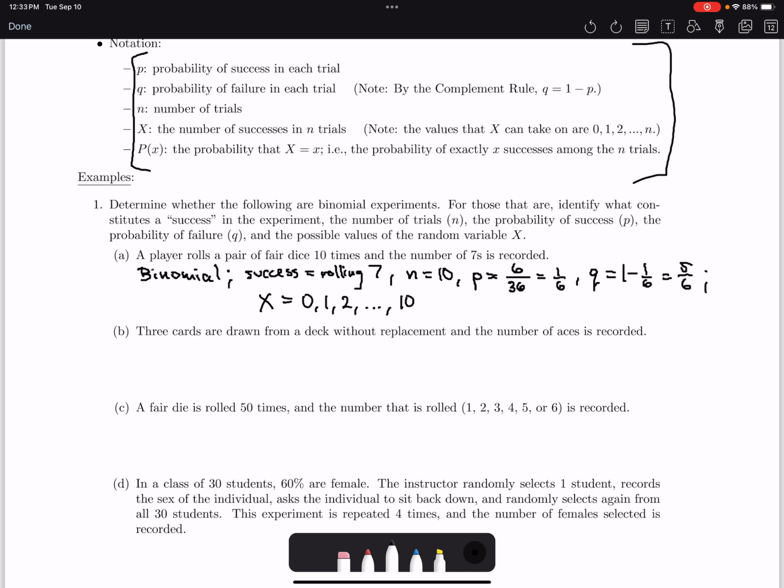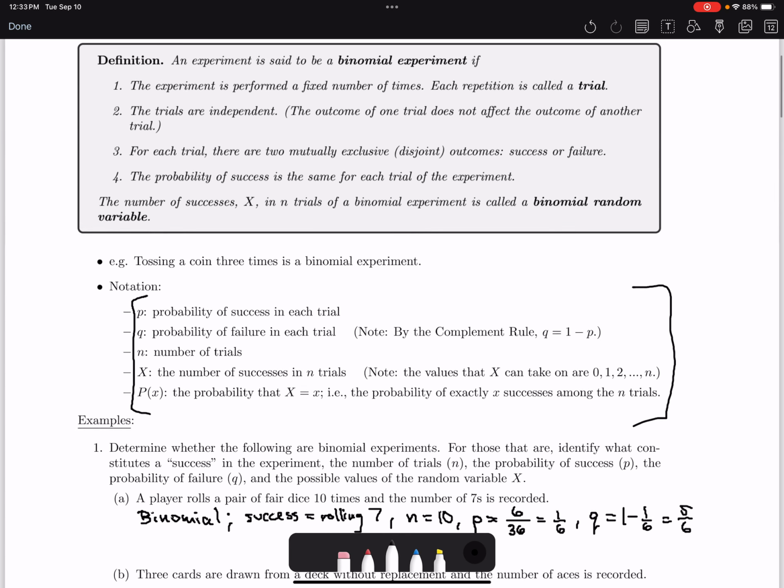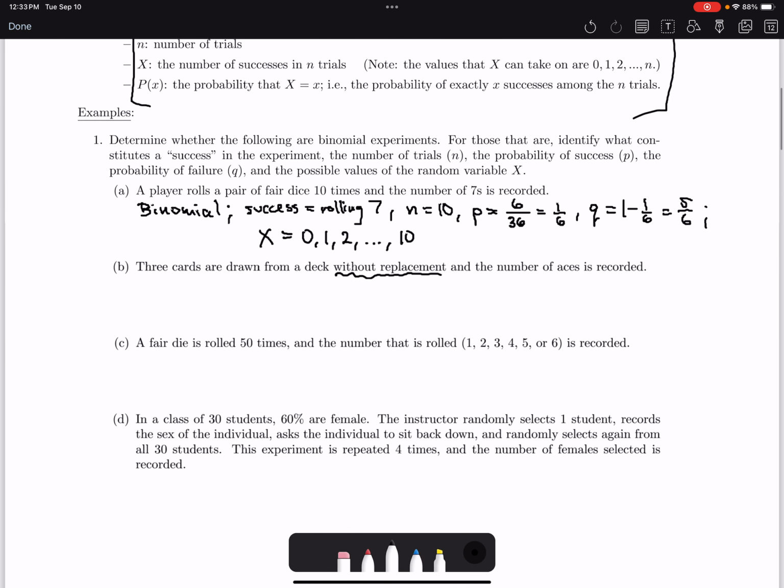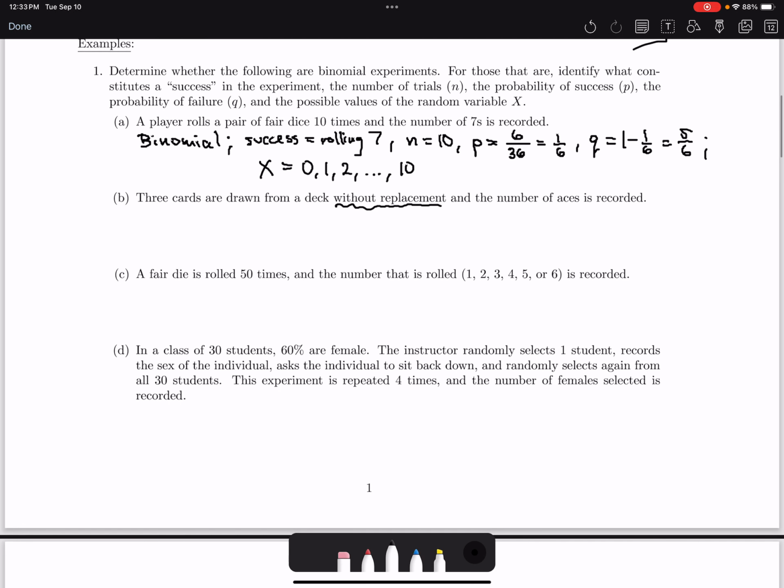However, the cards are being drawn without replacement. And that's an issue because that means that will violate the second condition, right? The trials are not independent. The outcome of one trial affects the outcome of another. Because the probability of drawing an ace on your second draw is going to be different from the probability of drawing an ace on your first draw, since you're not replacing the cards back into the deck. So this is not binomial.